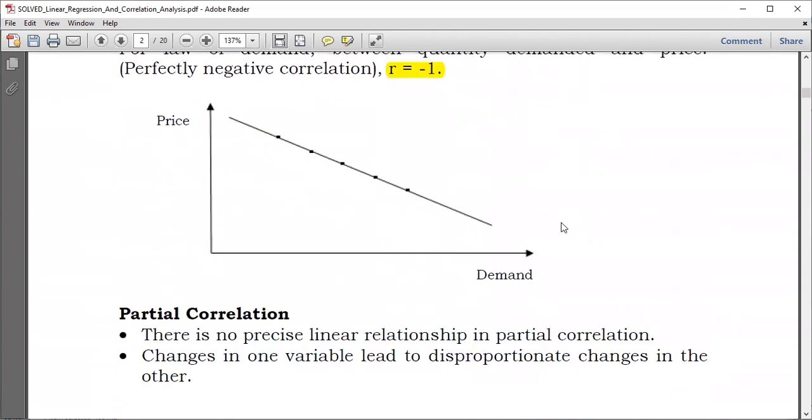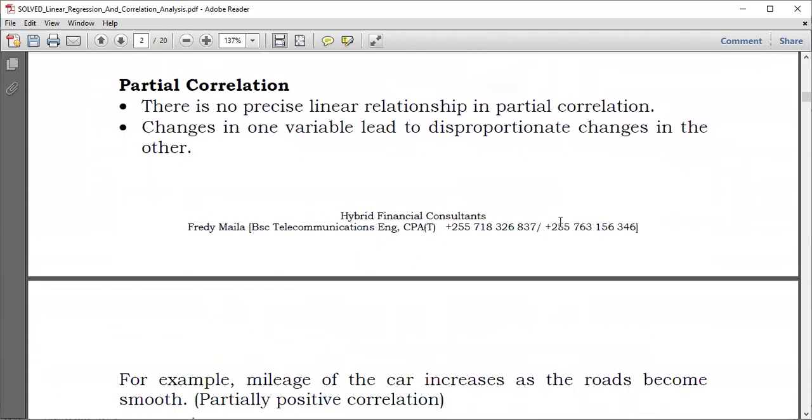All right, now let's go to partial correlation. Now correlation could not be 100%. But when one variable changes, there happens a disproportionate change in another variable. Let's say when one variable increases by 60%, instead of the other increasing or decreasing by 60%, it maybe changes by only 50% or 40%, something like that. That's why we say there is no precise linear relationship between the variables.